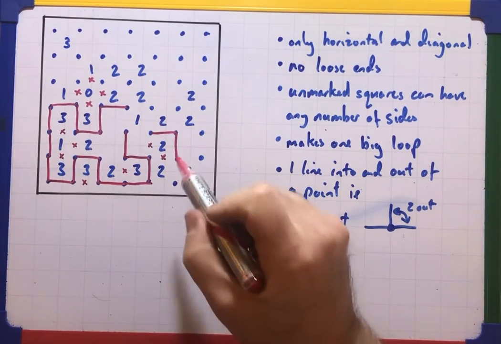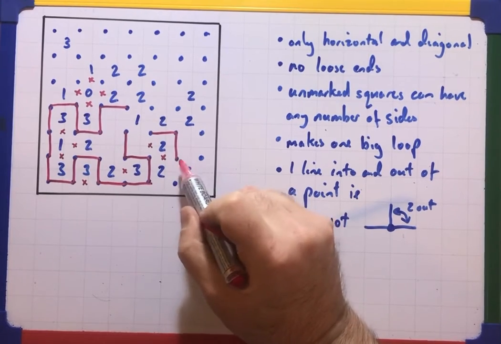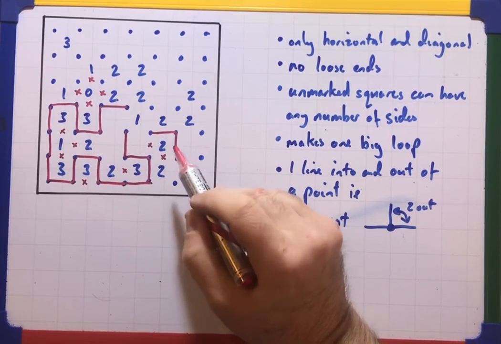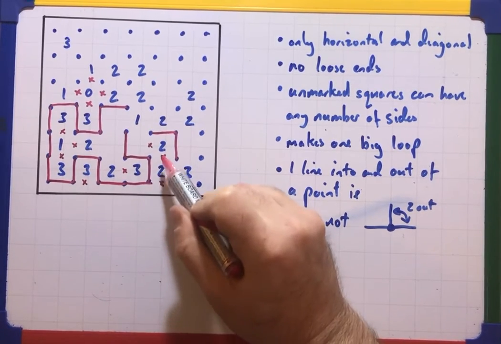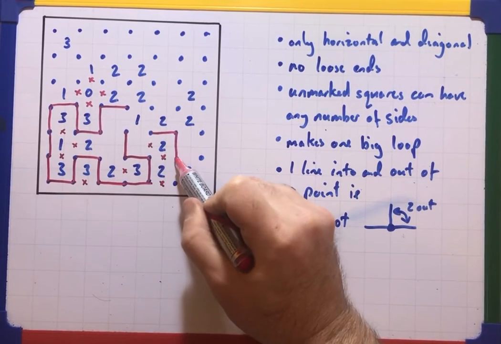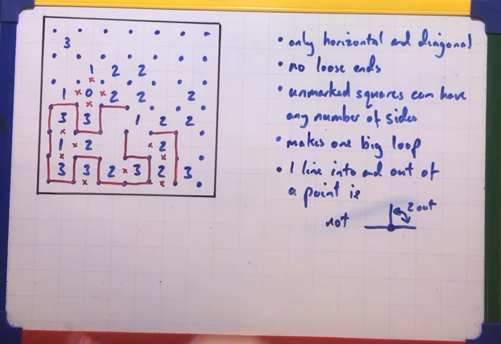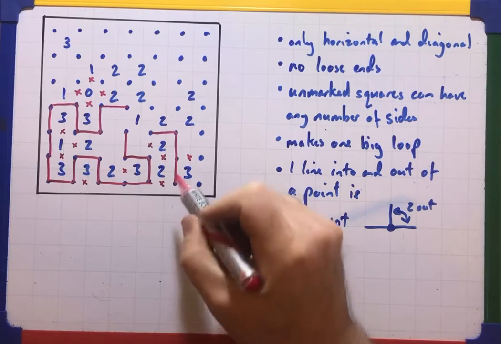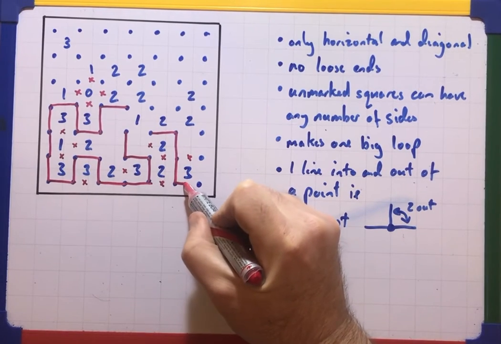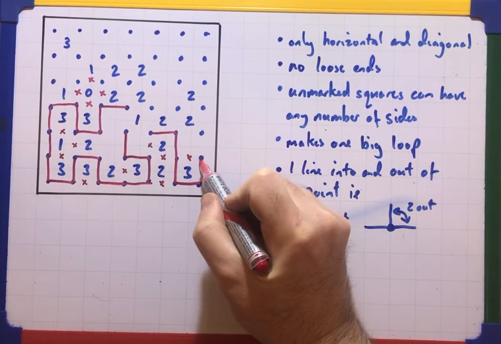Now, this one, we know that can't be one there because look, there's one in, one out. So we know since that's a 2, that'll have to be 1 down there. So that can't be 1 there. So that means since that's a 3, it must go across there and go up there.